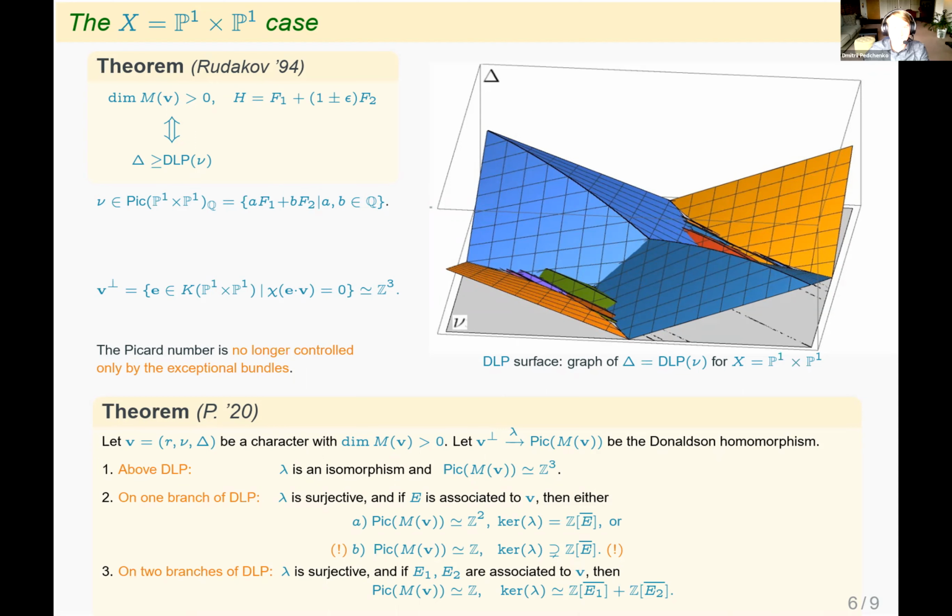So what I want to spend my time on in the rest of the talk is to explain a little bit the dichotomy arising between these two cases when you're in a single branch of the DLP surface. And provisionally, I will call the first case, the anticipated case, the good case, and this unexpected case, I'll call the bad case. These are maybe not the best names, but these are the ones I'm going to use. Are there any questions so far?